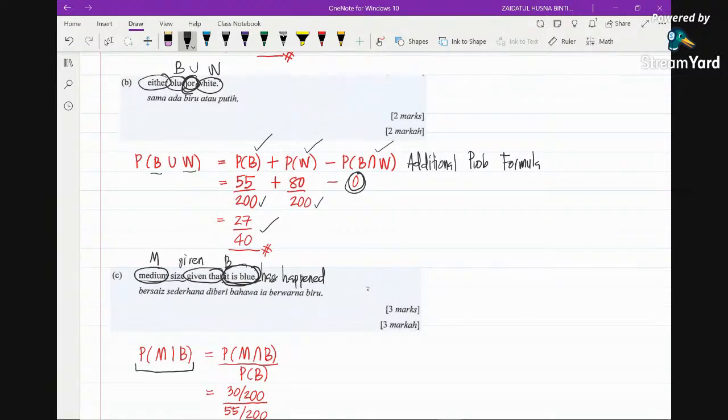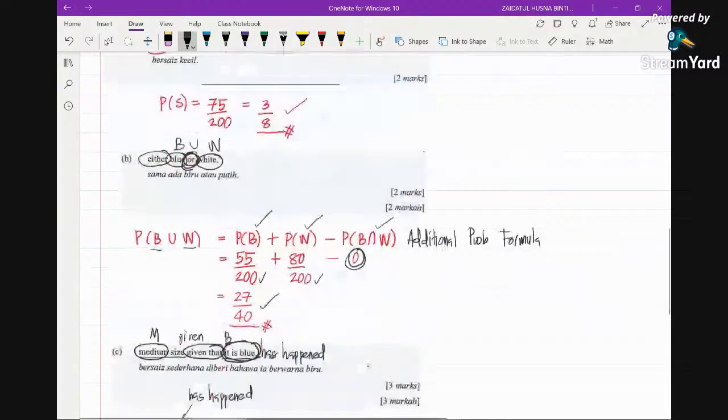Okay, and here we need to use conditional probability. So, probability of M given B is equal to probability of M intersect B divided by probability of B, right? Because the event that has happened here should be at the back, and in the formula it should be in the denominator. So how can we obtain probability of M intersect B?